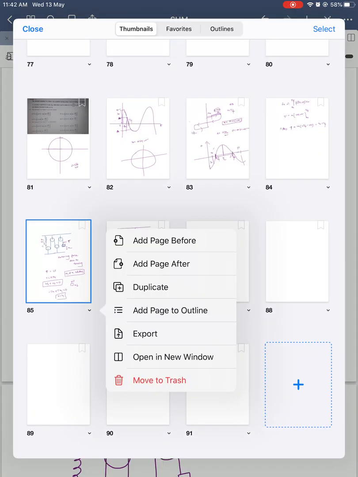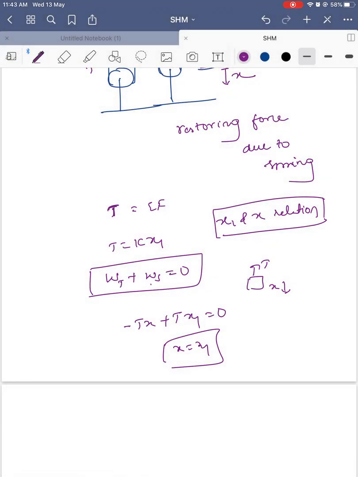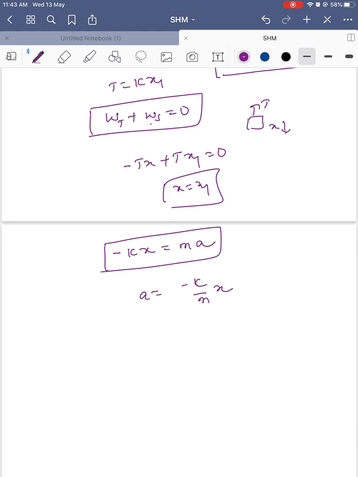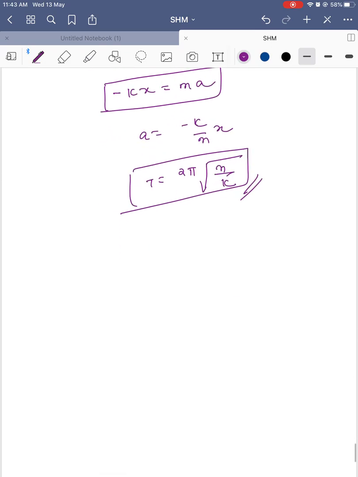So we got the relation x is equal to x1. So we can write T is equal to K x1, which is K x, and T is the force. F is equal to ma, force in the upward direction, so minus Kx, a is equal to minus K by m into x, so the time period is equal to 2 pi root m by K. That is the time period for this case. So let's go to the other case.